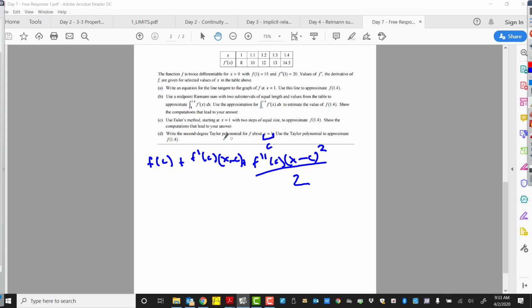So the 3 things we need here. We need c, which we said was 1. We need f of c, so f of 1. Well, they gave us that. That was 15. F prime of c, which is f prime of 1. They gave us that. That was 8. And f double prime of c, which is f double prime of 1. They gave us that. That thing that we haven't used at all this problem, it was specifically for this part. And we can plug them all in.